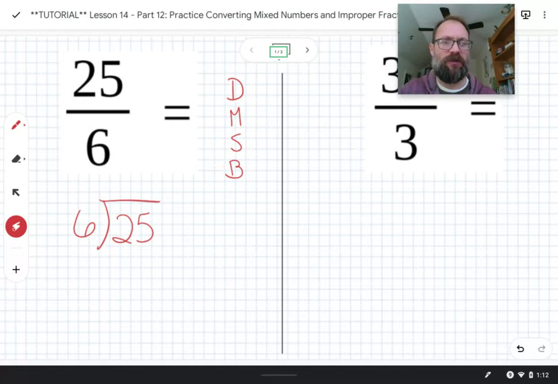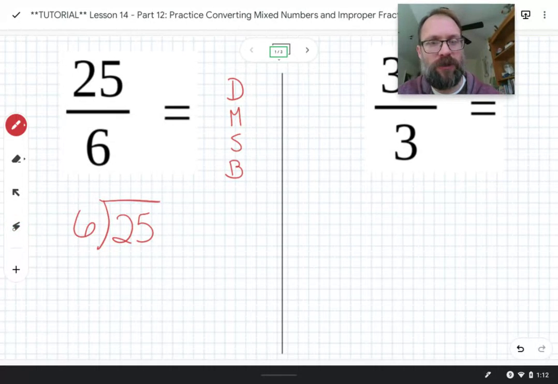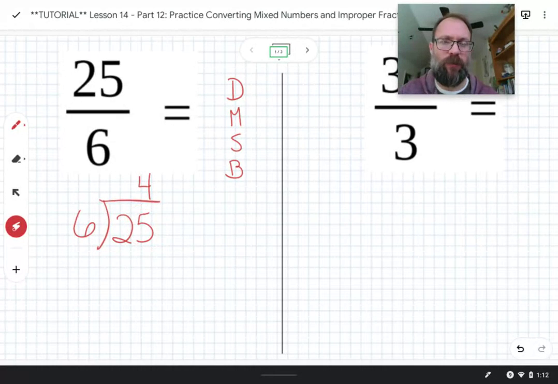So let's ask ourselves, how many 6s are in 2? And there are none. So let's expand that out to 25. How many 6s are in 25? And this is where reflex math really comes in handy, because if you know your facts, you know that 6 times 4 is 24, which gets us really close. So we'll write that 4 over the 5, the last digit, the number we divided. That's the division step.